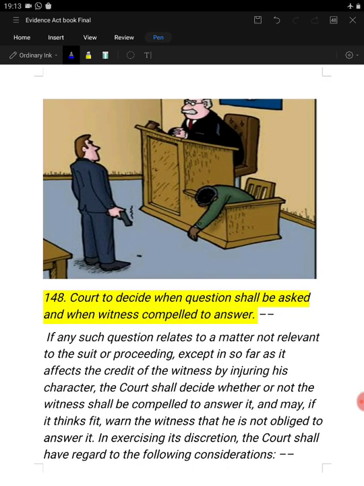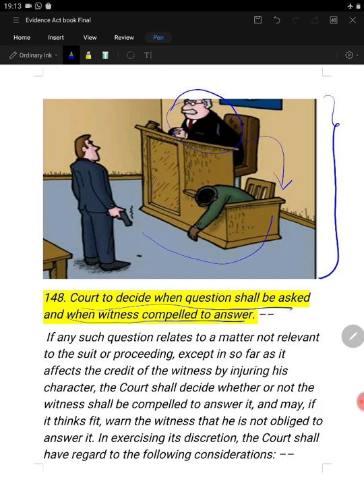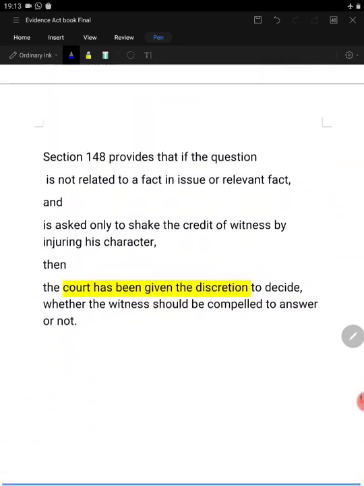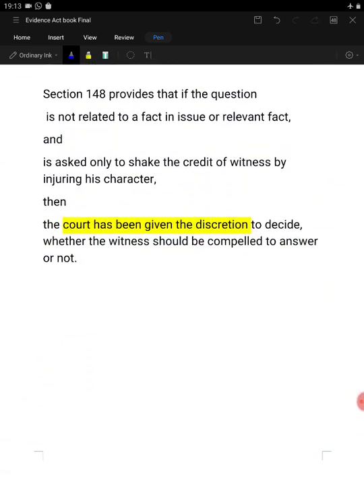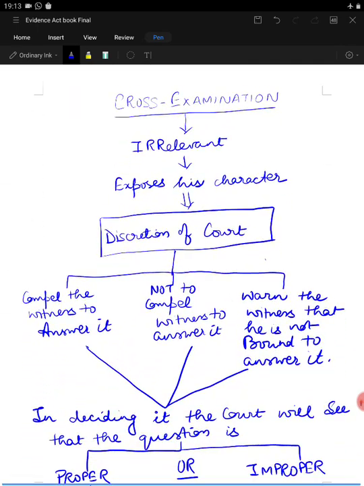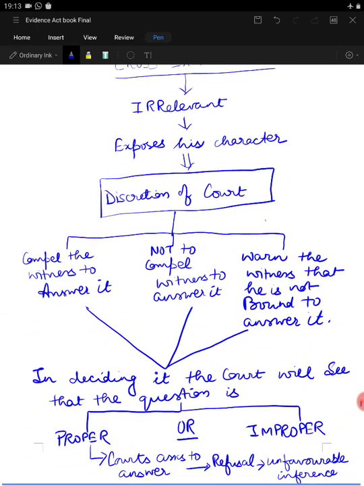Now, in Section 148, you can see that the court decides when questions shall be asked and when a witness is compelled to answer. In this case, the court has been given the power to decide when a question will be asked, what type of questions will be asked, and when he can be compelled to answer. Now, this we can understand by a simple chart. This is related to cross examination.